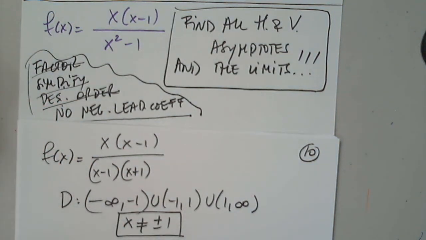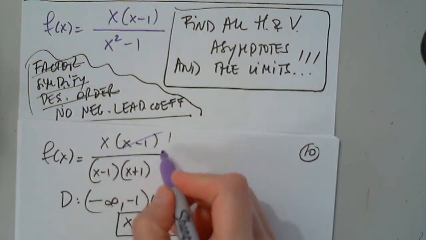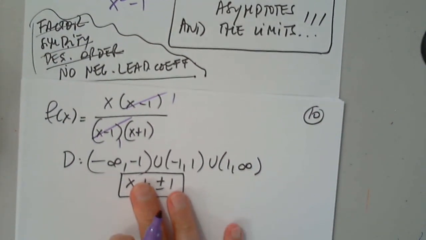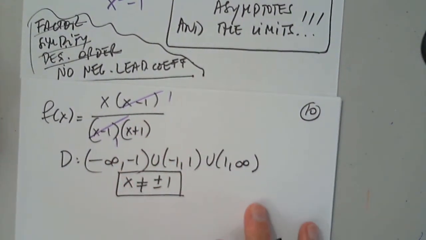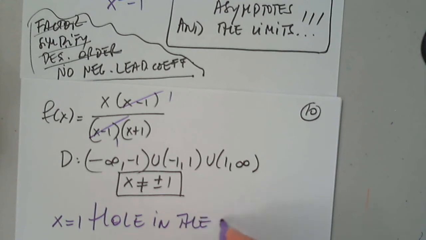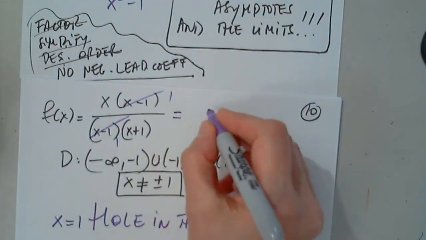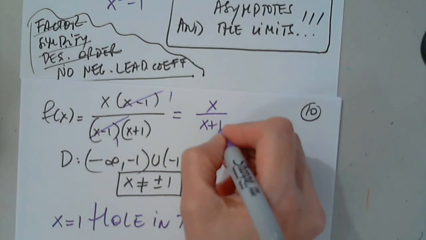Don't rush. X minus 1 goes away. I'll make myself a note: x equals 1, hole in the graph. Not a vertical asymptote. Hole in the graph. Now the simplified form is x over x plus 1.